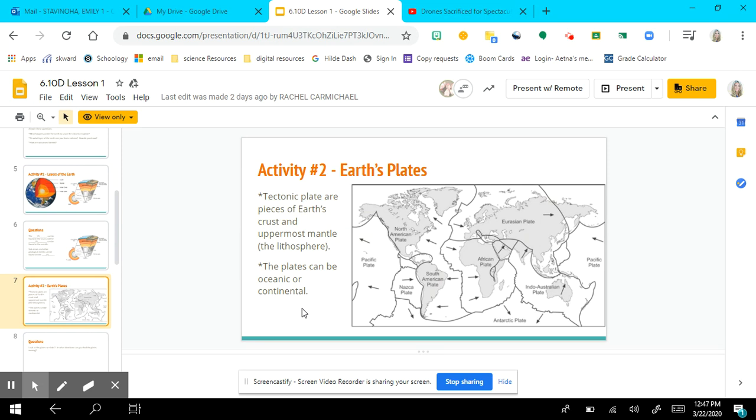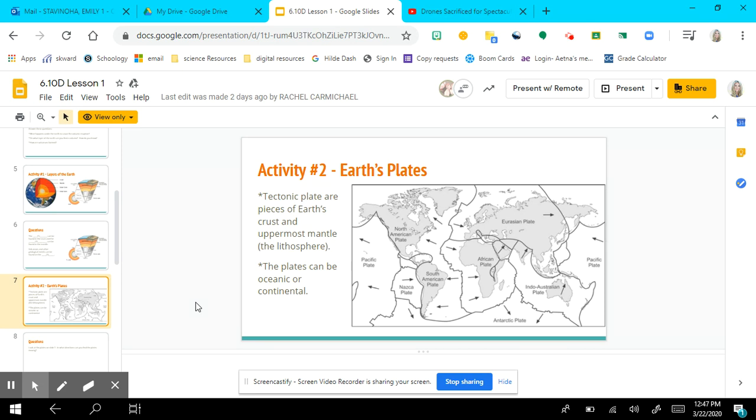These plates can be oceanic or continental. Oceanic are the ones that have the major oceans on them. Right here is an oceanic plate. Over here is a continental plate. Pay attention to these dark lines. These dark lines are what we call plate boundaries. Plate boundaries are where the plates meet, where the puzzle pieces fit together.